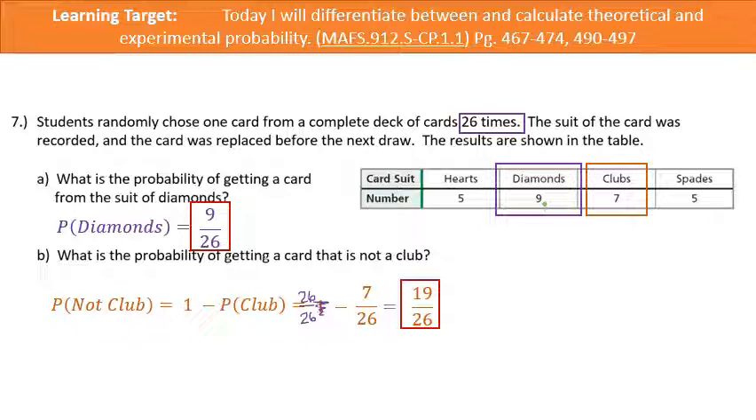Done and done. Okay, does that make sense? Hopefully it does. Today's lesson was about theoretical probability and experimental probability, but I hope that this makes sense.